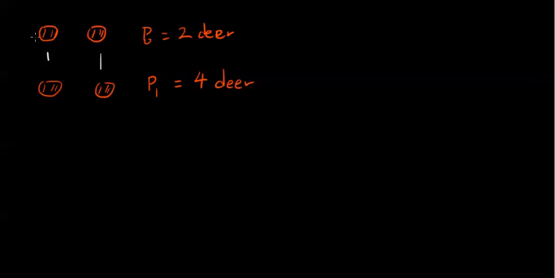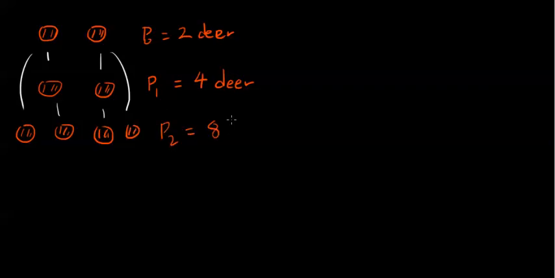And let's say another year passed, and each of these deer has another baby. So we are going to have 4 more babies. 1, 2, 3, 4. Now how many deer do we have? We have 8 deer. We have 4 and we have another 4.